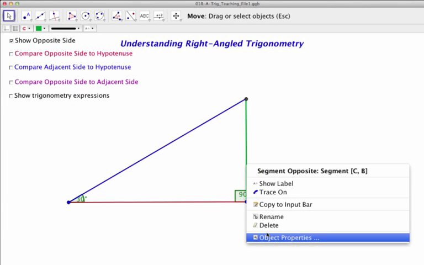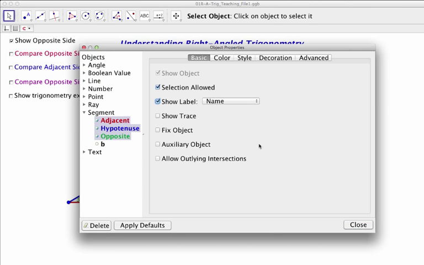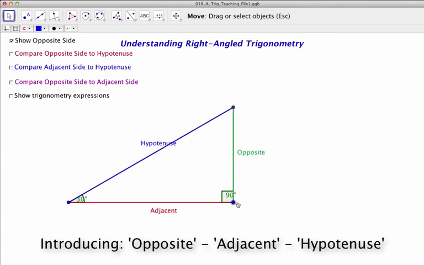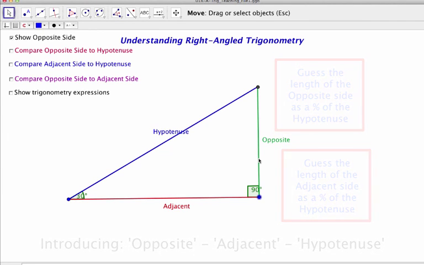Next, by right-clicking the line and choosing Object Properties, we can show the name of each side, thereby introducing the terms opposite, adjacent and hypotenuse. Now we can re-ask those same questions, but rather than using the colours red, green and blue, we use the terms opposite, adjacent and hypotenuse.